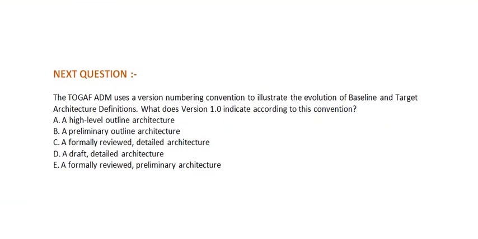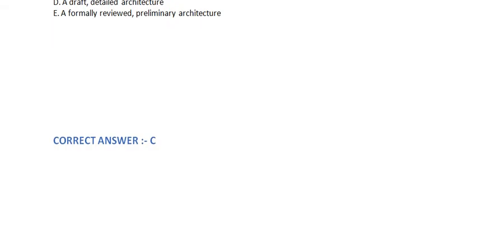Next question is, the TOGAF ADM uses a version numbering convention to illustrate the evolution of baseline and target architecture definitions. What does version 1.0 indicate according to this convention? Option A, a high-level outline architecture. Option B, a preliminary outline architecture. Option C, a formally reviewed detailed architecture. Option D, a draft detailed architecture. And option E, a formally reviewed preliminary architecture. The correct answer is option C.